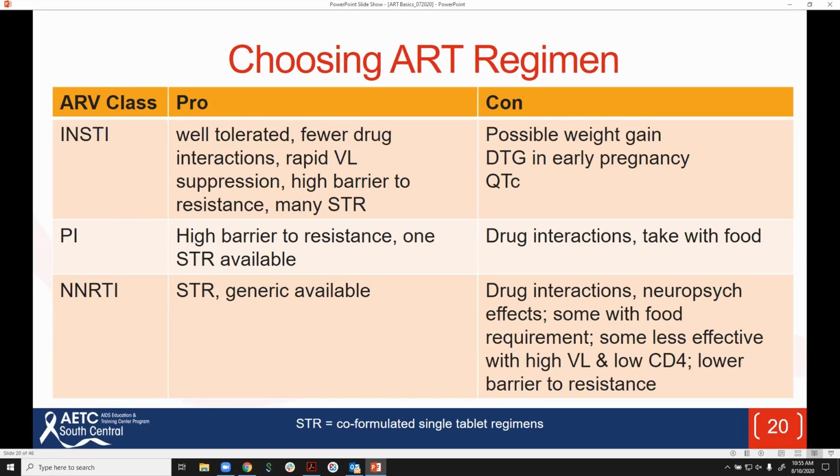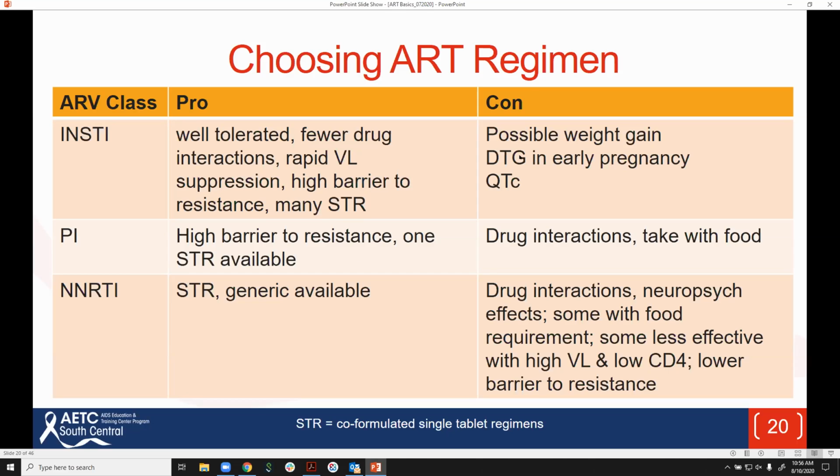There is a high barrier to resistance, so that's good. What does that mean? If I have a virus that is not pan-sensitive, right, if there are already some mutations to other agents, that may be helpful. Or if I'm a little bit concerned about whether someone will forget some of their medications, this has a high barrier to resistance. And there are many single tablet regimens. Again, growing data that the INSTI class can cause weight gain. Dolutegravir in early pregnancy may be an issue. We'll talk a bit more about that. And then some QTc prolongation, particularly in raltegravir.